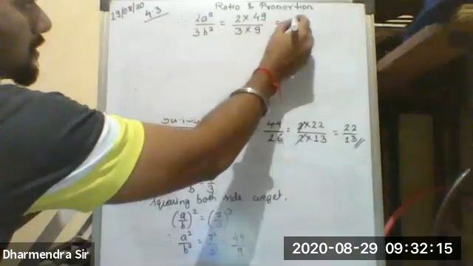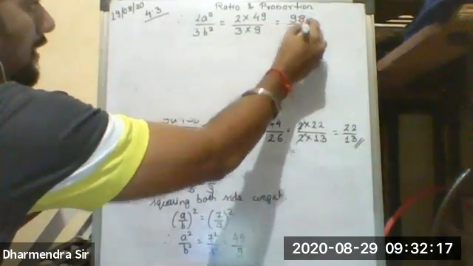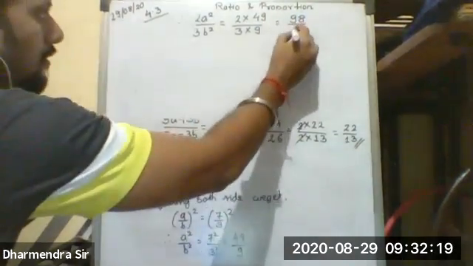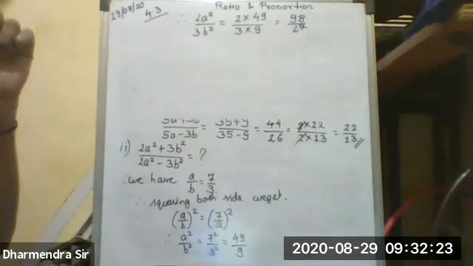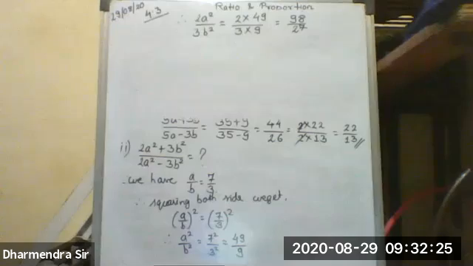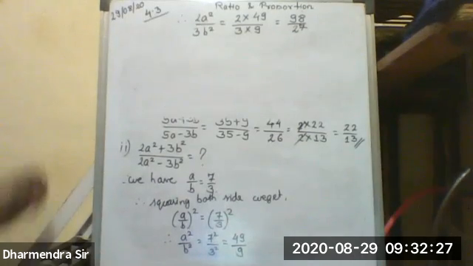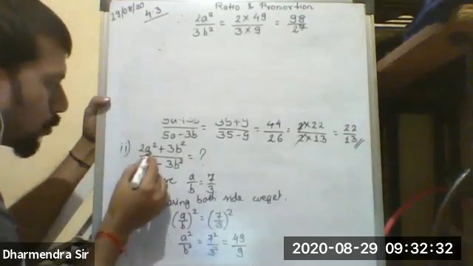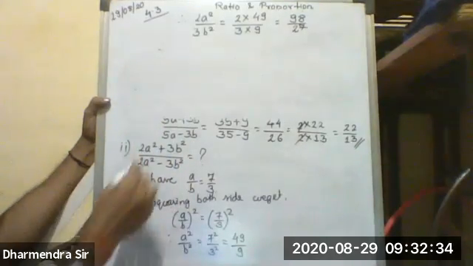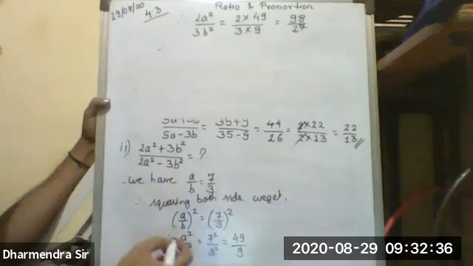So this is 98 divided by 27. 9 3s are 27 and 2 49s are 98. Therefore, what is required? (2a² + 3b²) divided by (2a² − 3b²).